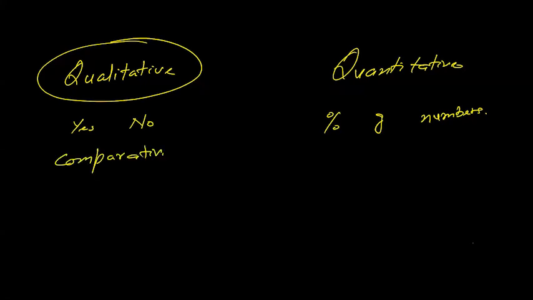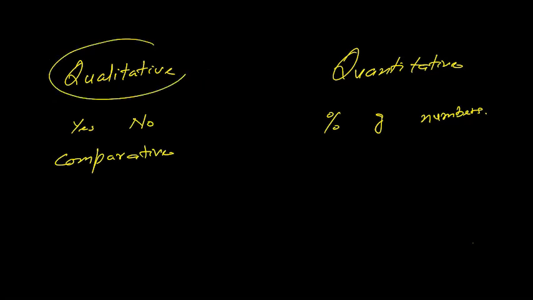Less than, greater than. We can't say the exact value. We can say yes, no, or it is greater than, it is less than, as compared to something else. Then we say it is qualitative analysis. To understand, comparison is qualitative and exact values are quantitative analysis.